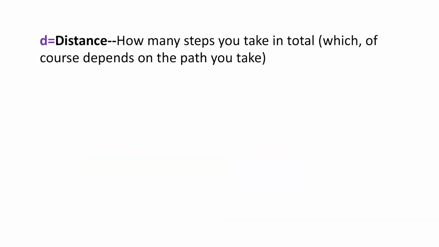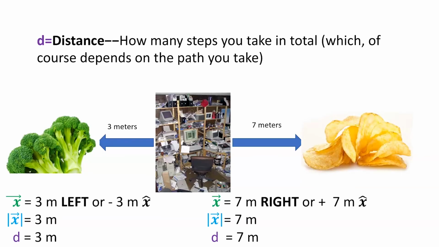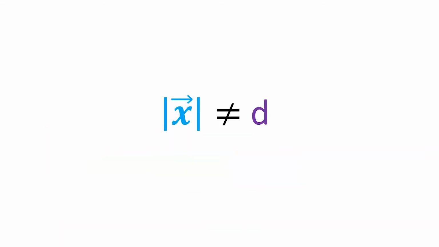Distance is how many steps you take in total. And notice I say here that that depends on the path you take, and more about that in a minute. But for this example, the broccoli is 3 meters away, so you have to take 3 meters worth of steps, and the potato chips are 7 meters away, so you have to take 7 meters worth of steps. So it kind of seems like magnitude of displacement and distance are the same thing, so why bother having both of them? The thing is, magnitude of displacement is not equal to distance.